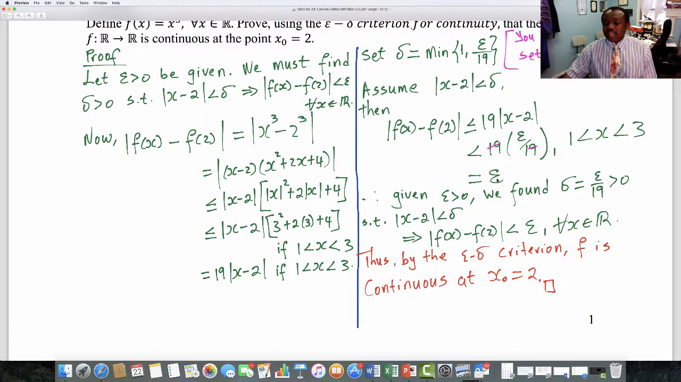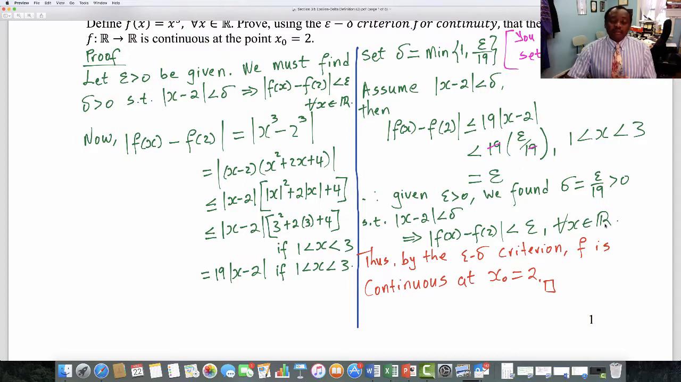In other words, I have just shown that given epsilon greater than 0, we have found a delta which equals epsilon over 19, and that is positive, such that whenever the absolute value of x minus 2 is less than delta, then the absolute value of f of x minus f of 2 is less than epsilon, and that holds for every x in R. Therefore, we can conclude by the Epsilon-Delta Criterion that f is continuous at the point x naught equals 2.